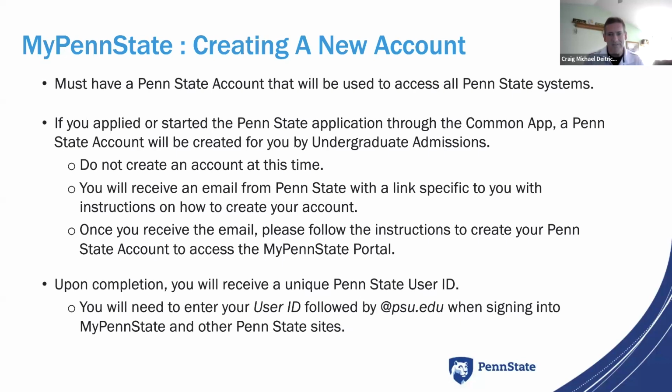Don't get the user ID confused with the Penn State ID number. Penn State ID number is a 9-digit number, starts with the number 9. Again, the user ID is that 3 letters followed by 2, 3, or 4 numbers. That'll become the first part of your email.